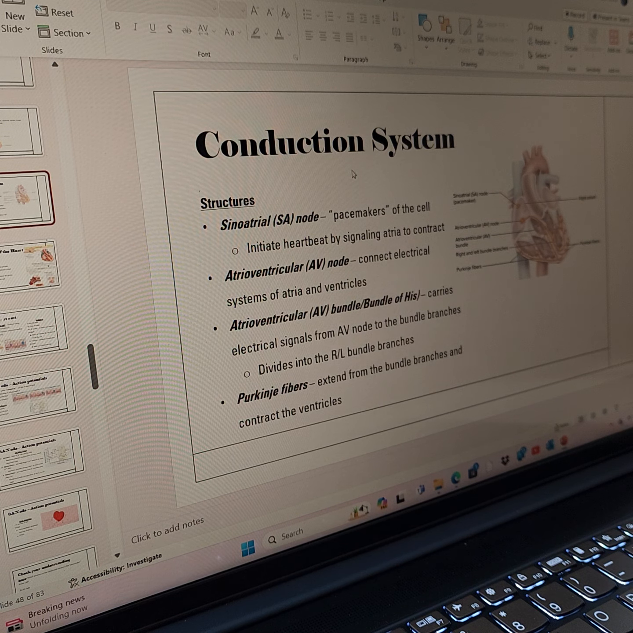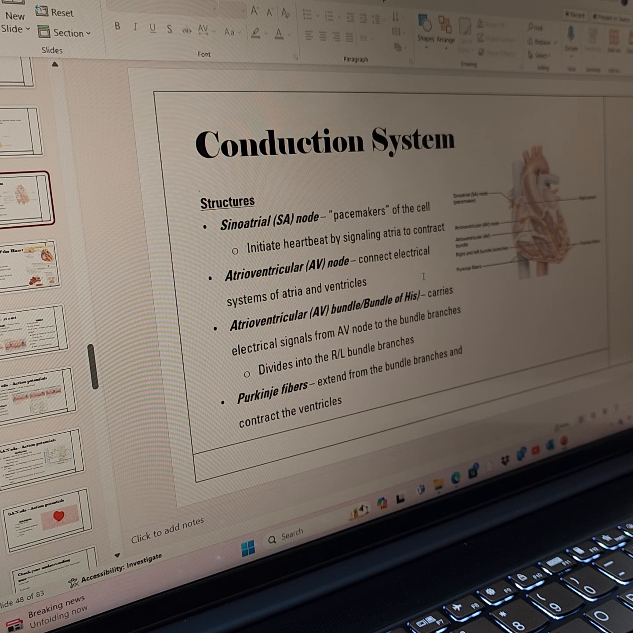So the actual structures: the SA node, sinoatrial, is the pacemaker of the heart. It initiates the heartbeat by signaling the atria to contract. The atrioventricular AV node disconnects the electrical systems of the atria and ventricles. That's the lower node that actually has a bundle of fibers, if you will. It looks like a river on the page, flowing away. So the AV node is the node that's under the SA node that connects to the rest of the system.